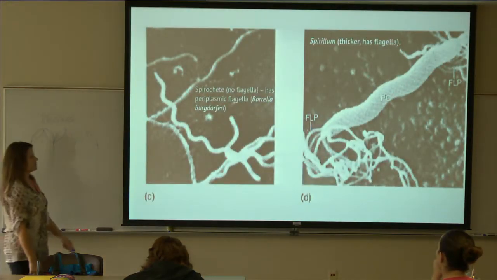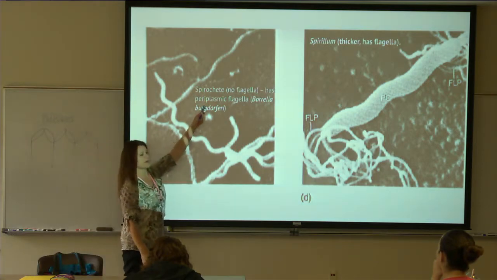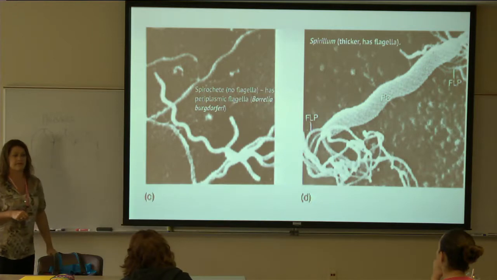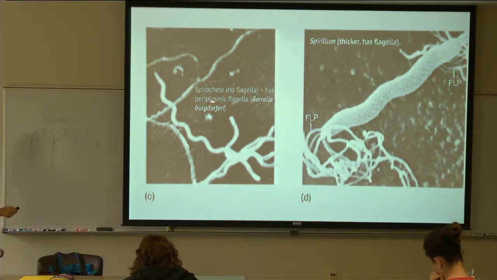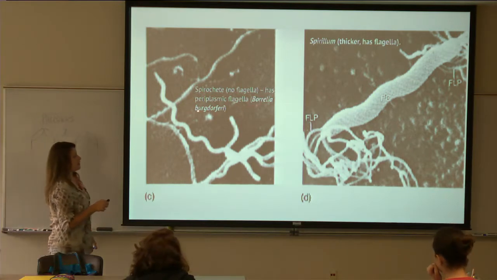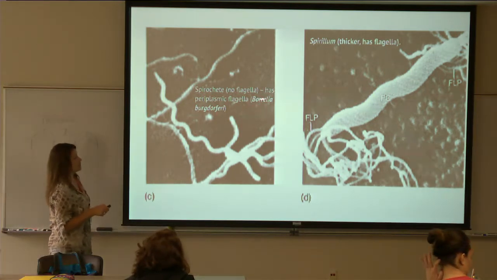Just a few more microscope examples. Here's an example of a spirochete. Again, they do not have external flagella. They have periplasmic flagella that you cannot see. Here is Borrelia burgdorferi, a characteristic example of a spirochete.